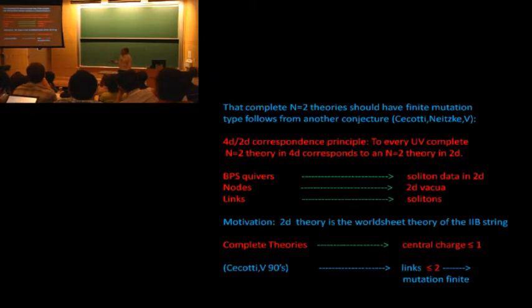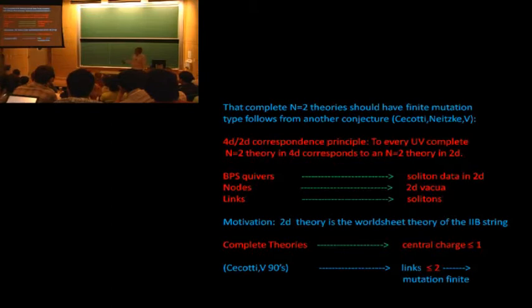That complete N=2 theories should have finite mutation type follows from another conjecture in another paper, which we had with Sergio and with Andy Neitzke, which is what we call the 4D/2D correspondence principle. To every UV complete N=2 theory in 4 dimensions corresponds an N=2 theory in 2 dimensions, which corresponds to what the worldsheet of that theory sees. So if you have a UV theory, if you imagine that this theory is engineered in type IIB strings, let's say, then you have a worldsheet theory which has N=2 supersymmetry, and you can ask what kind of N=2 supersymmetric theories you can see on the worldsheet.